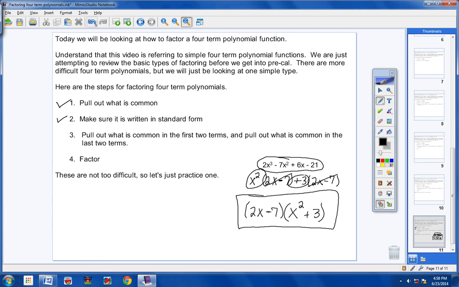Okay, so these are pretty simple. I mean, you're pulling out what's common in your first two terms, pulling out what's common in your second two terms, and then if your parentheses match, you then go ahead and you finish factoring it. Okay, you really need to be familiar with these, and you need to be able to factor these very quickly as we get into the main part of pre-cal. Okay, we don't want to spend time learning how to factor. We just want to review it and make sure we know how to do it now before we really get into the pre-cal information.